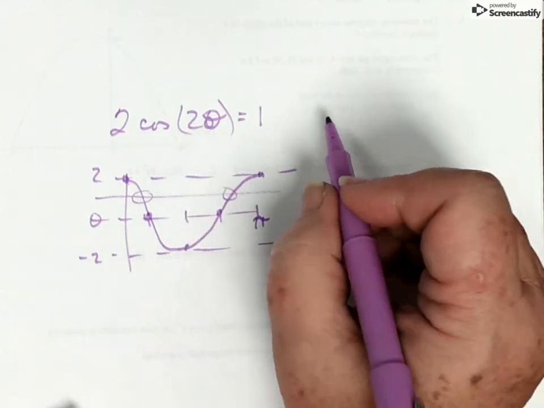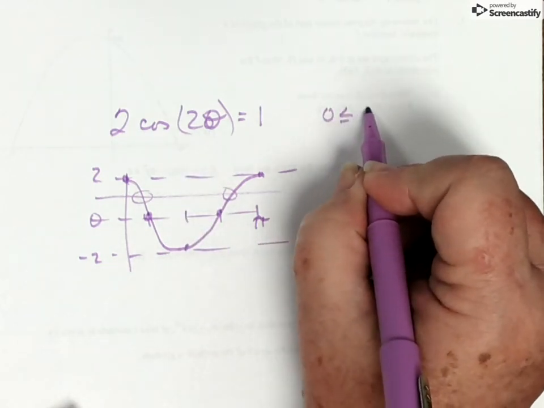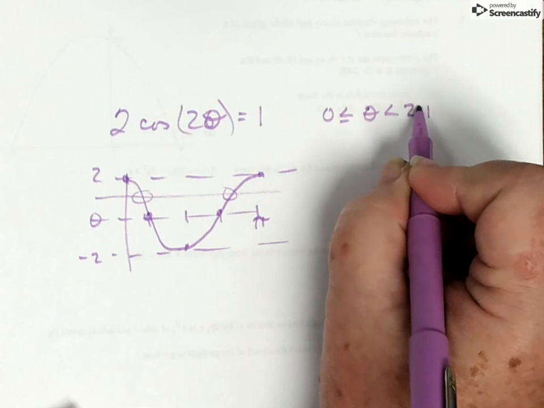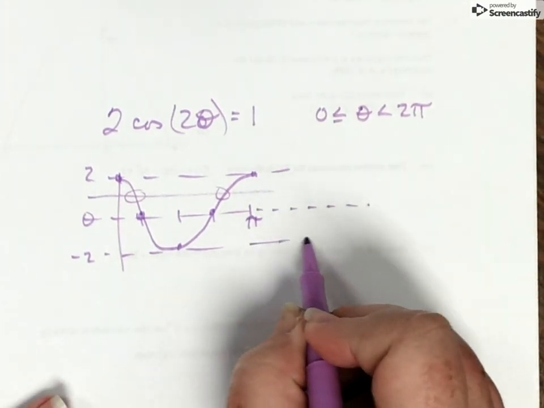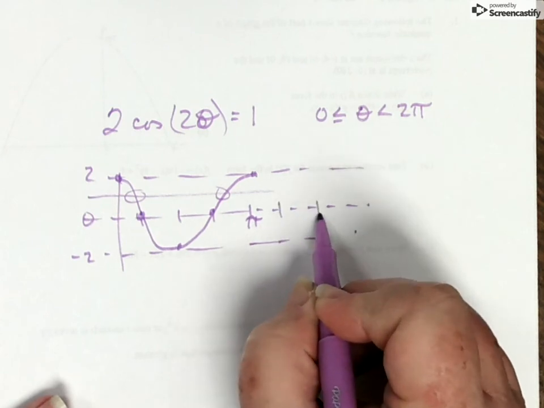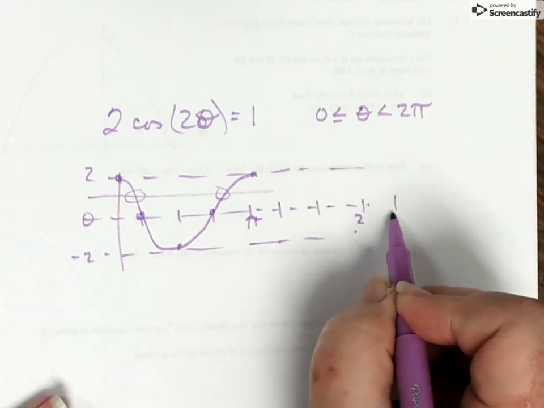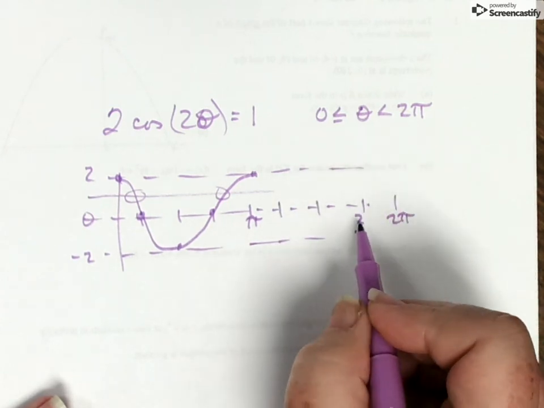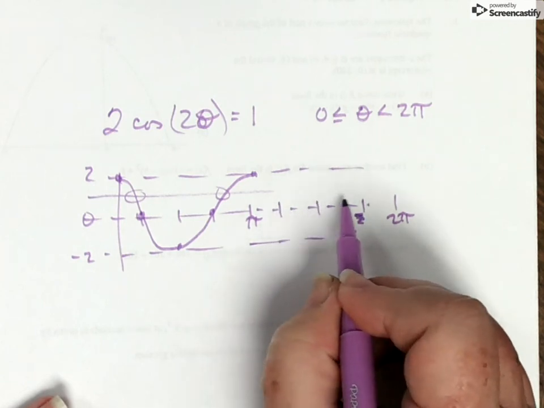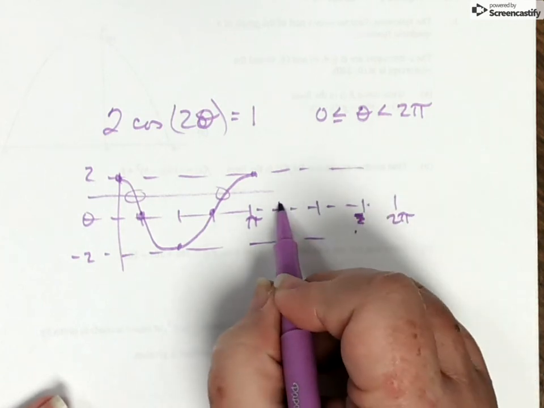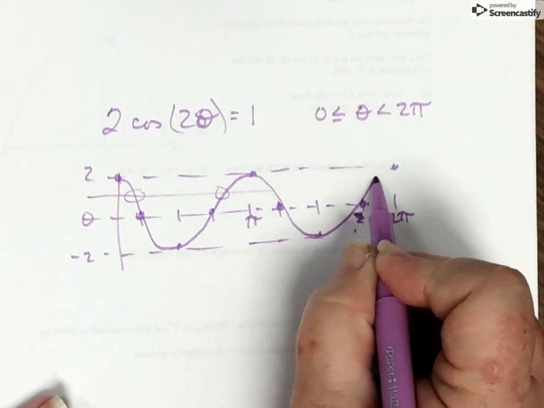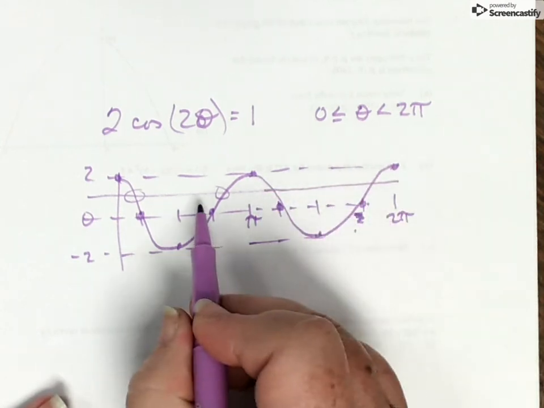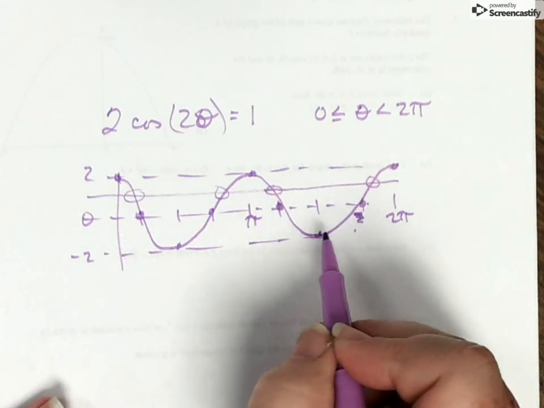But they asked me to give the domain from 0 all the way to 2 pi. So what I would have to do in this case is extend my graph a whole other period to take it out to 2 pi. 1, 2, 3, 4 more tick marks. I'm going to carry this on, and it's going to cross again. It's going to cross 4 times.